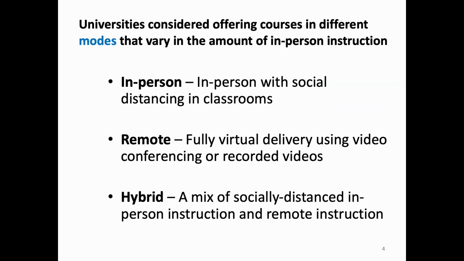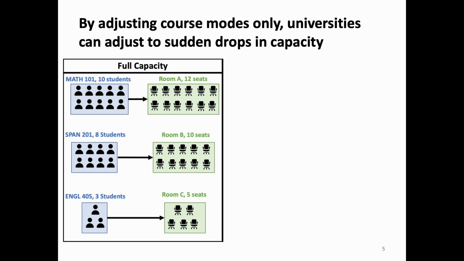What the universities can do is that they can offer courses in different modes that vary in the amount of in-person instruction to adapt to this sudden space scarcity. Classes can be delivered in person, but with social distancing, remotely, or hybrid, which would be a mix of those two modalities, and perhaps ensuring that students need to attend a class in person, socially distanced at least once a week, for example. We helped Georgia Tech figure out what would happen if they only changed the course mode in order to address the sudden reduction in classroom capacity.